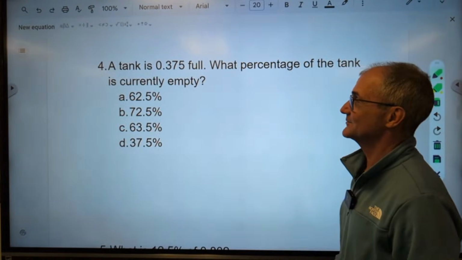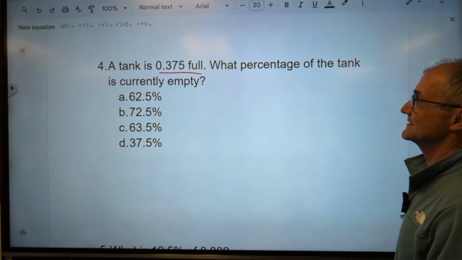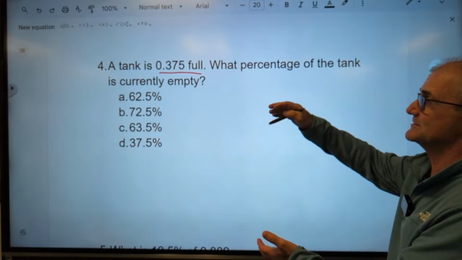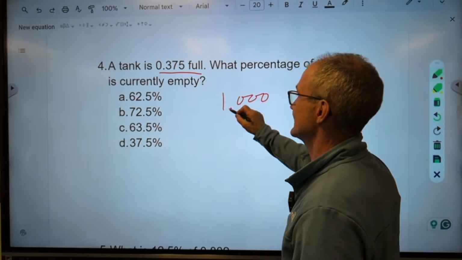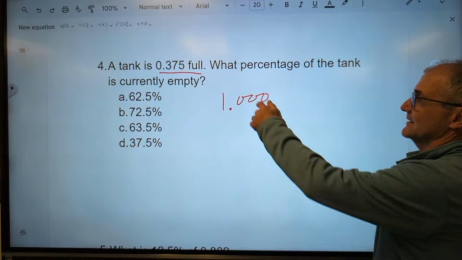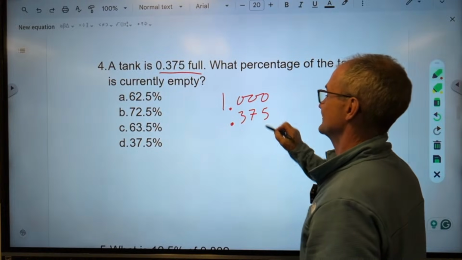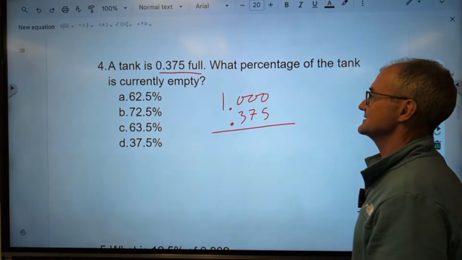Okay, let's go ahead and do this one. A tank is 0.375 full. What percentage of the tank is empty? Well, full will be 100%, or 1.0000 as a decimal. It is only 0.375 full currently, so how much of it is empty? I have to do 1 minus that.